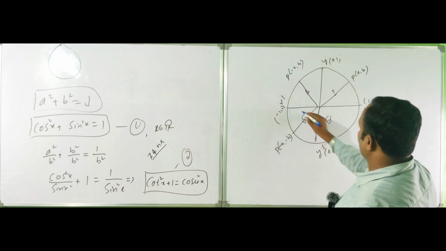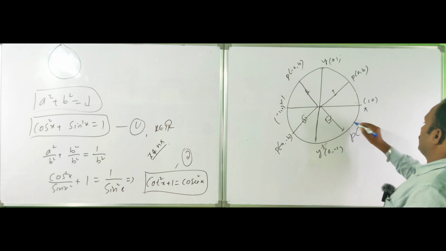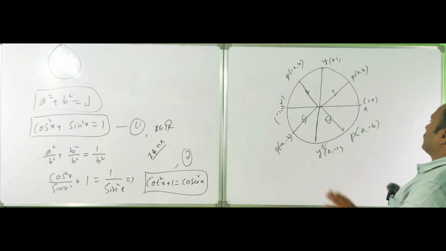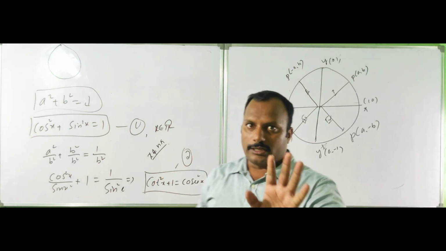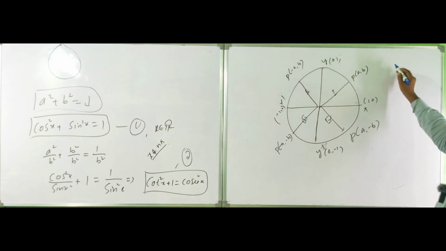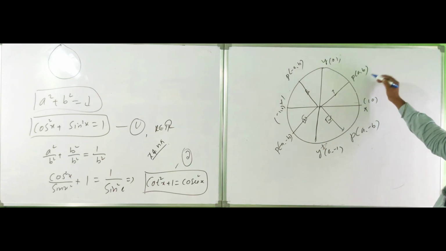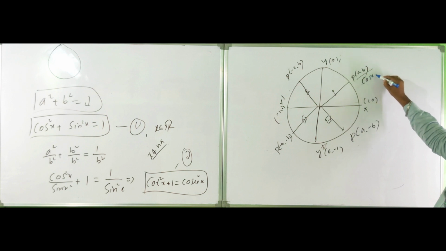Okay, sir. This is also negative and this is also negative. And in the fourth quadrant, any point A is positive, B is negative. This is the fundamental. If you understand where A is and where B is, you will get the value of sin x and cos x with respect to the first quadrant.